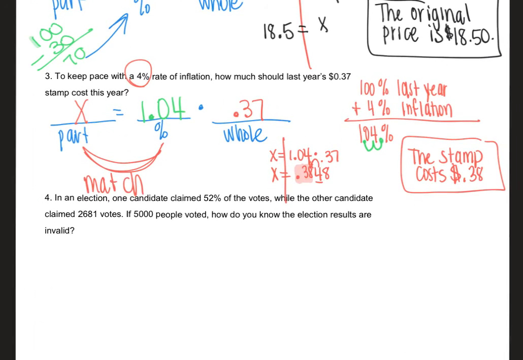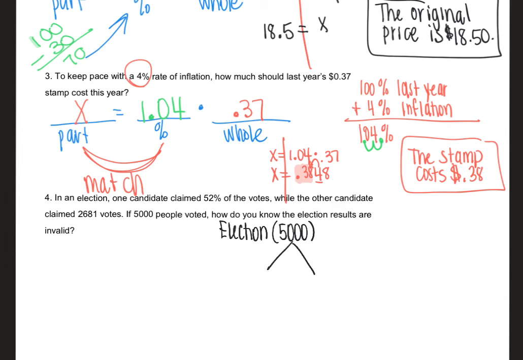All right, in an election, one candidate claimed 52% of the votes, while the other candidate claimed 2,681 votes. If 5,000 people voted, how do you know that the election results are invalid? Full disclosure here, I used this question last year and it was not election year, so this is no attempt to be political at all. So you're saying that there was an election and there was a total of 5,000 votes.